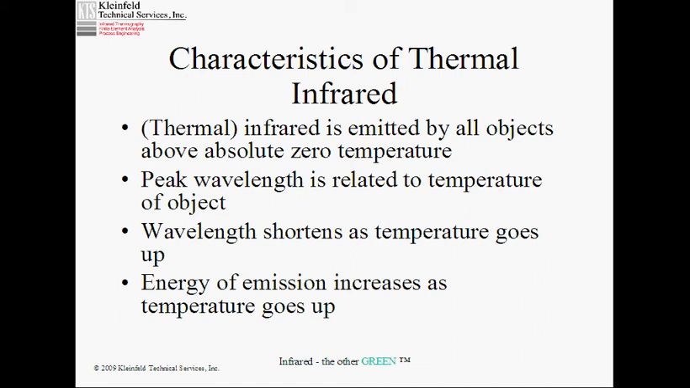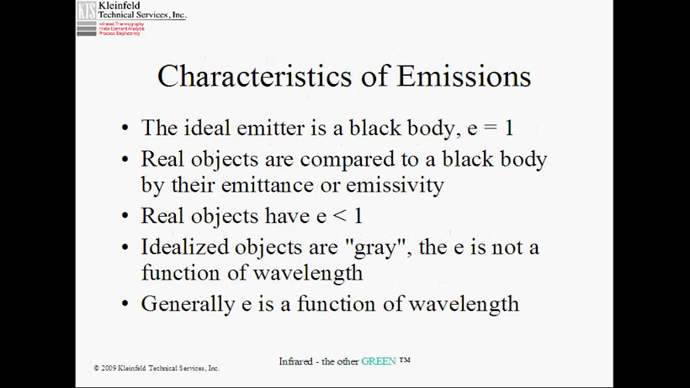The energy of the emission increases as the temperature goes up as well. And this characteristic of a different peak temperature and a different distribution and a different level of energy allows us to differentiate the temperature of object A from object B because of the differences in the characteristics. An ideal emitter is defined as a black body and has an emissivity of 1. Emissivity I've shown here as E, it's typically written as epsilon. So when you see epsilon equals 1, which you won't see on my presentation, they're talking about the emissivity.